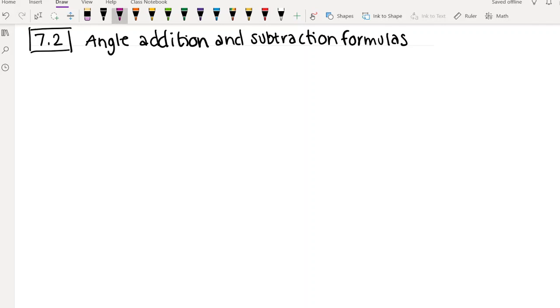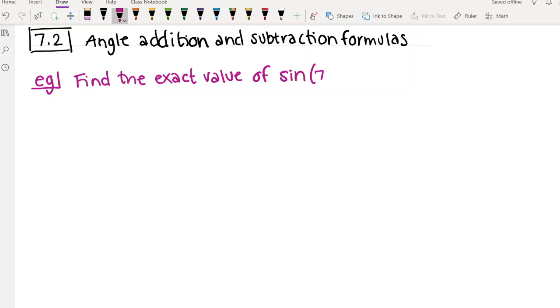It might be something like this. Let's say you were asked to find the exact value of sine of 75 degrees. When we say exact value, that means we don't want a decimal approximation. We want something like square root of 3 over 2 rather than 0.1329 or something like that. So we want an exact value.